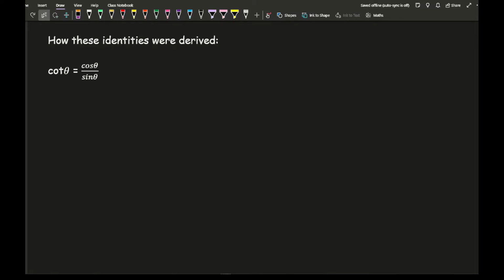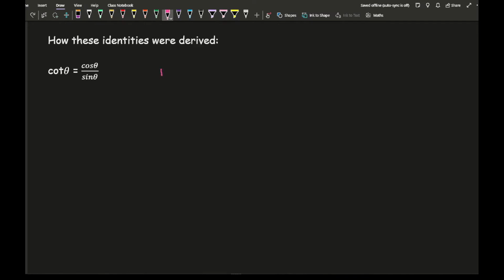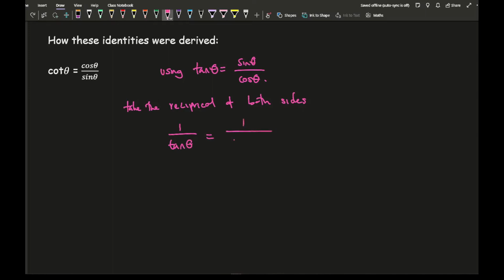The first one we're going to look at is cot theta equals cos theta over sine theta. And this one is pretty simple, and that's basically by using that we know that tan theta equals sine theta over cos theta. Well, if I then take the reciprocal of both sides, what I end up with is 1 over tan theta equals 1 over sine theta over cos theta.